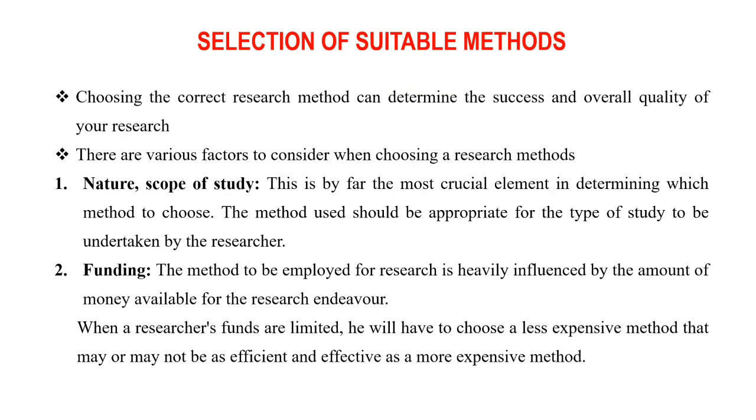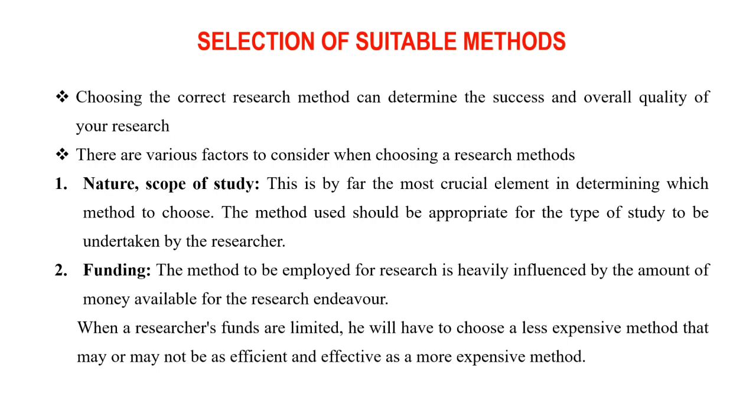The first factor is the nature and scope of the study. Nature and scope of the study should be considered when you are selecting a suitable research method. The research method that you adopt, that you select for your research, should be appropriate for your research to get you the final result.